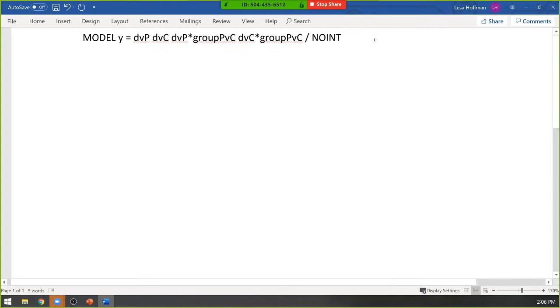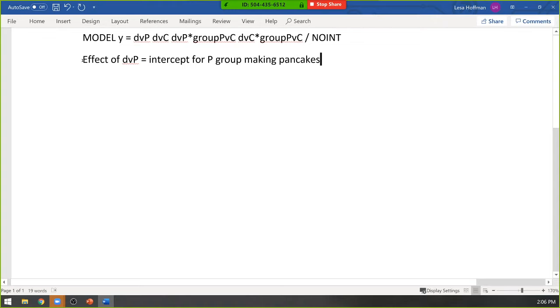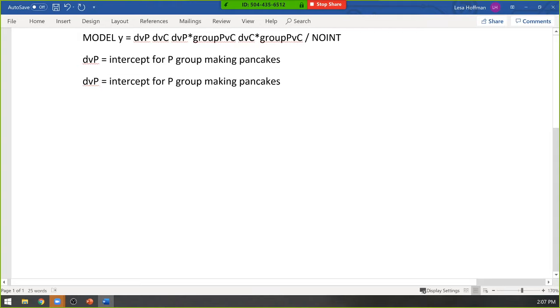So is everybody okay, at least with those 2 sections? So it's the experience part, right? Okay. So if you're in this coding scheme, then the effect of DVP is the intercept for the P group, right? When predicting, I'll just say making, since that's how the questions are worded, right? So that's what DVP means in the model. Likewise, DVC would be the intercept for the P group still, but when making crepes.